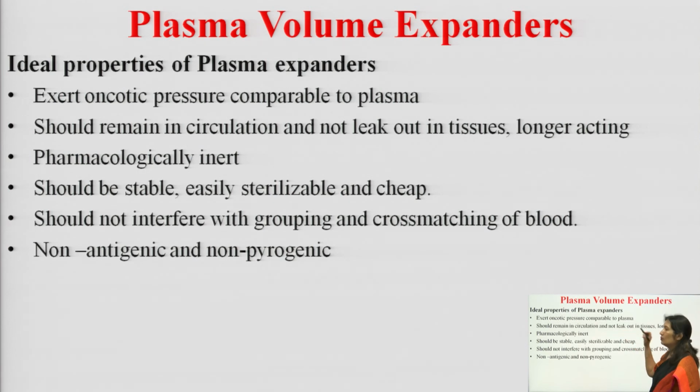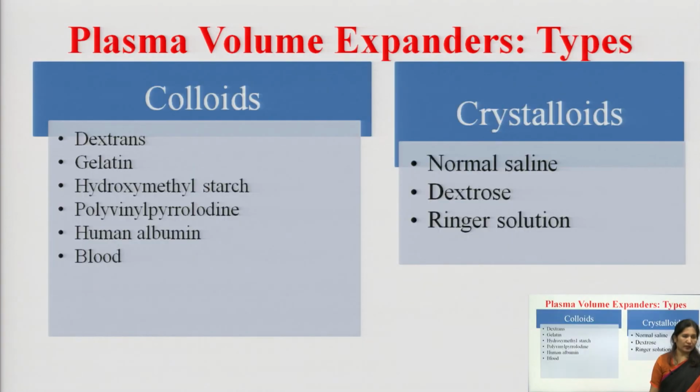They should remain in the circulation and not leak out into the tissues. They should be longer acting, pharmacologically inert, that is they should not exert any action of their own. It should be stable, easily sterilizable and cheap. Plasma volume expanders should not interfere with the grouping and cross matching of the blood. They should be non-antigenic, that is they should not produce any allergic reaction. It should be non-pyrogenic, that is they should not increase body temperature. So, these are the ideal properties of plasma volume expanders.